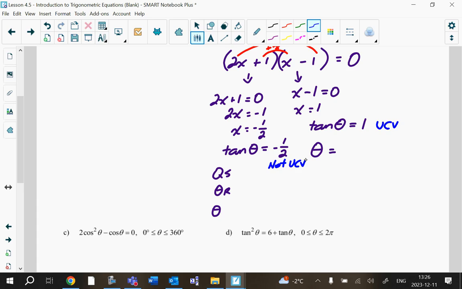Feel free to pull out your unit circle. Oh, nobody has a unit circle. Really? Oh, there you go. Thank you. You got one then?